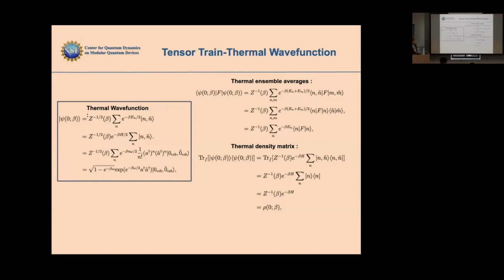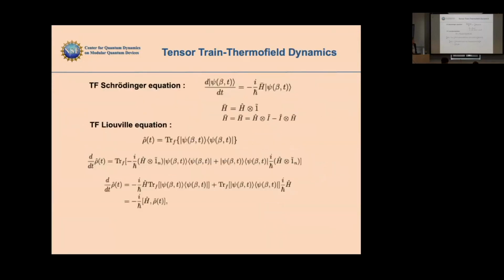Also, the thermal density is exactly what you get by computing the density matrix with this thermal wave function and tracing out over the fictitious degrees of freedom. The evolution of the Schrodinger equation for that thermal wave function leads you to an evolution of the density matrix that you construct by tracing out the fictitious degrees of freedom that is exactly the Liouville equation. So there is no approximation.